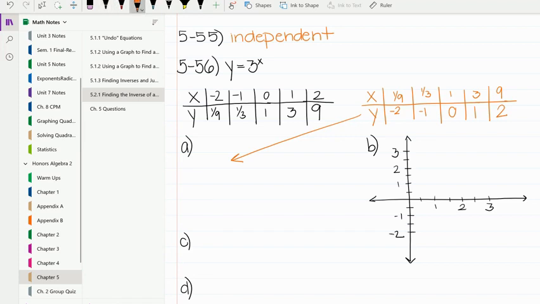Okay, so we have 1/9, -2, so pretty much almost to 0. And then we have 1/3, -1. We have 1, 0. We have 3, 1. And then we have 9, 2, which I'm not going to worry about graphing. So when you look at this, it kind of looks like an exponential function, but on its side. So if you rotate your head to the right, it looks like an exponential function, which makes sense because it's the inverse of an exponential function. So that's for part B.